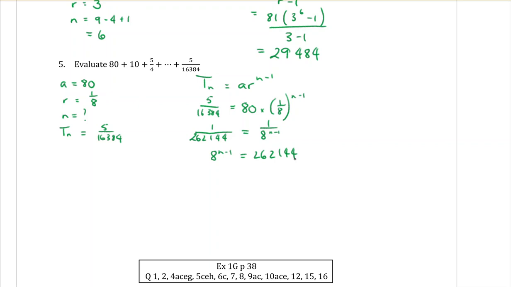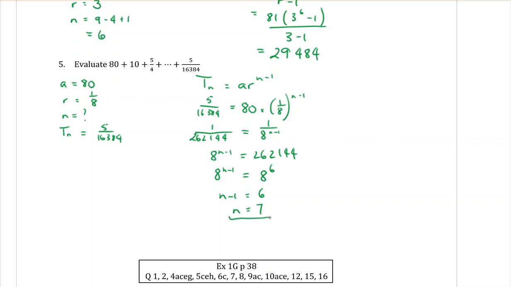Okay, I can then go fishing. If I don't want to do logs, you can always resort to logs if you need to, but you can then go fishing for a number with a base 8 that is equal to that 262,144. It is 6, good. So 8 to the power of 6. So that means the powers must be equal. N minus 1 is going to be equal to 6, which means that n is equal to 7.